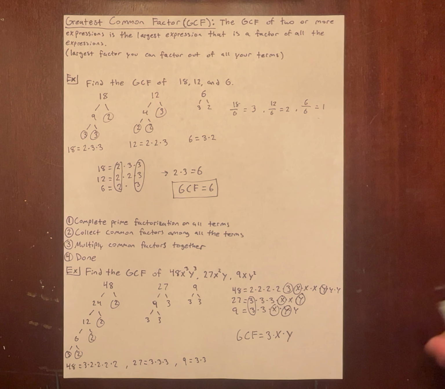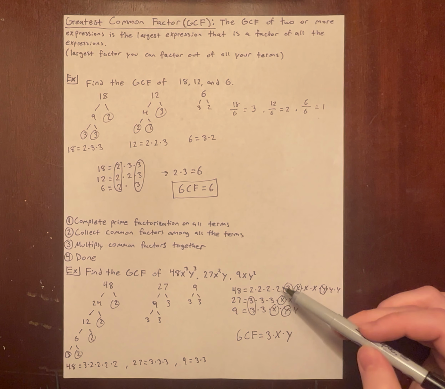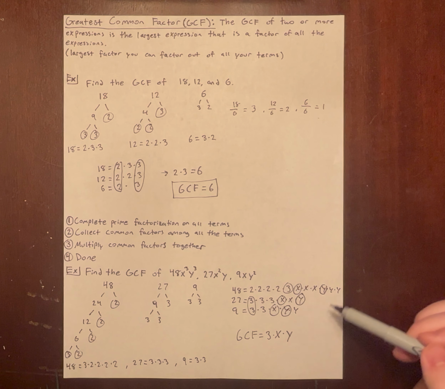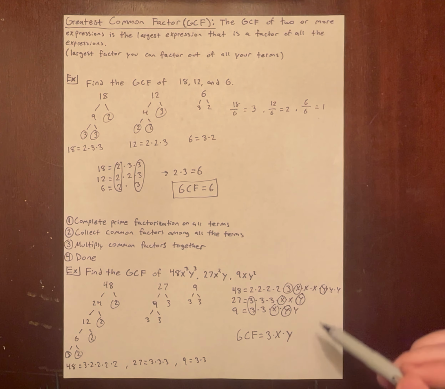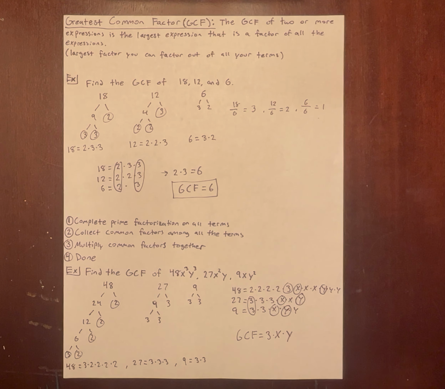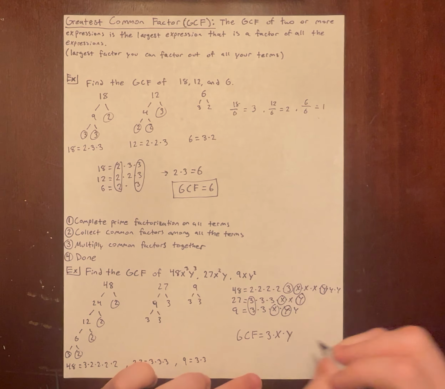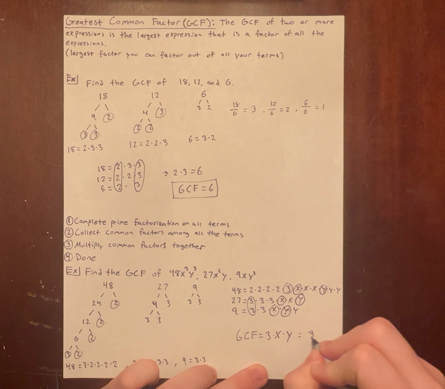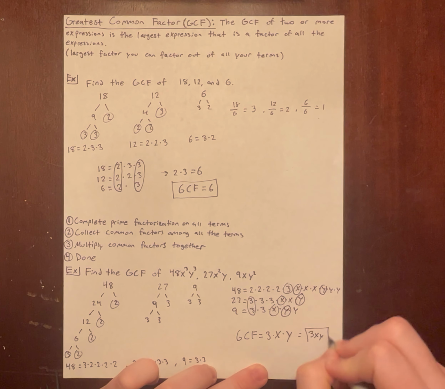Now after that, I could have lined it up better, but if you can see, this has 2 x's and 2 y's, this has 1 x, and this has 1 y. So there's not a single 2, 3, x, or y that's common among all 3 of these terms, and so we're done. We can't pull one common factor out of any more of these terms. And so our GCF is just 3xy.